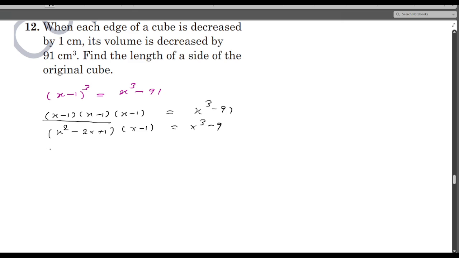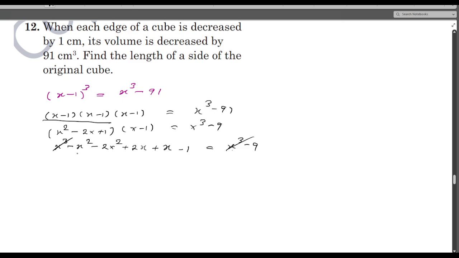So x square multiplied by x will give me x cube. Then x square multiplied by minus 1, it is minus x square. Minus 2x multiplied by x is minus 2x square. Then minus 2x multiplied by minus 1 is plus 2x. And then 1 multiplied by x is x. 1 multiplied by minus 1 is minus 1. x cube minus 9. Now this x cube cancels.